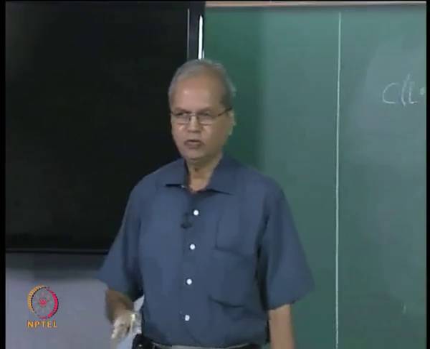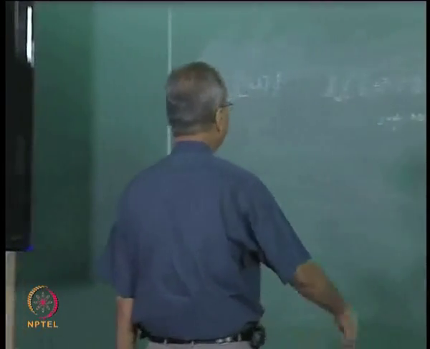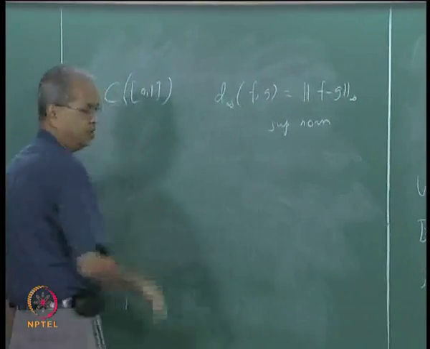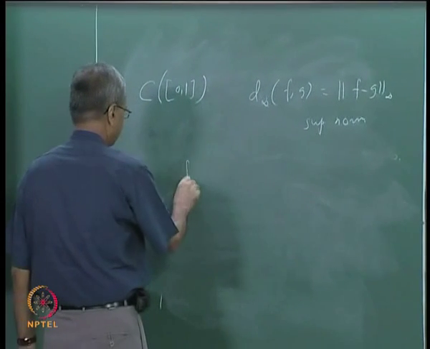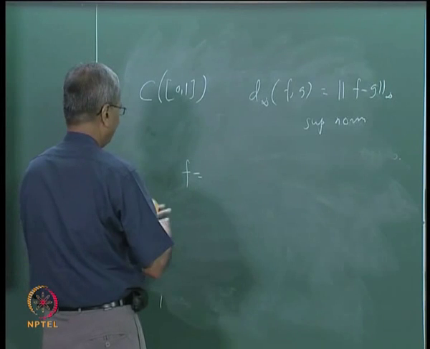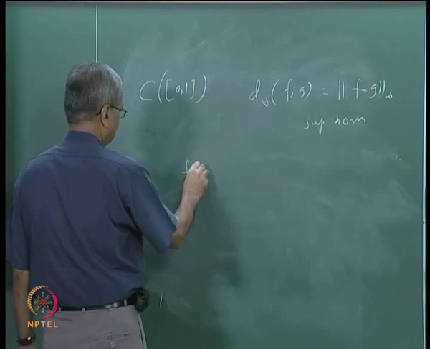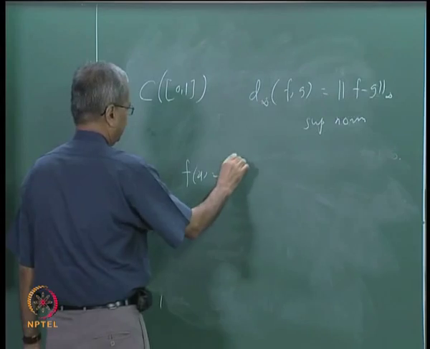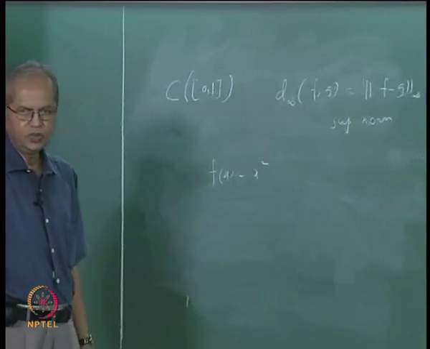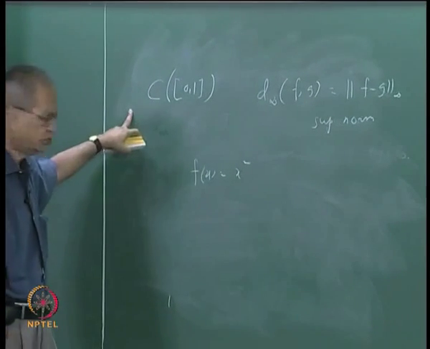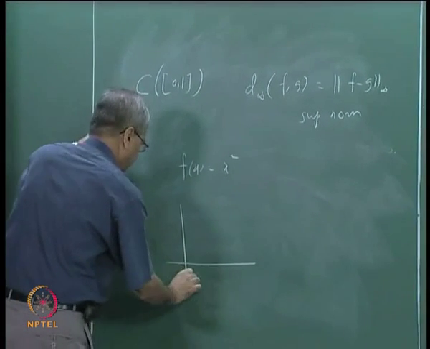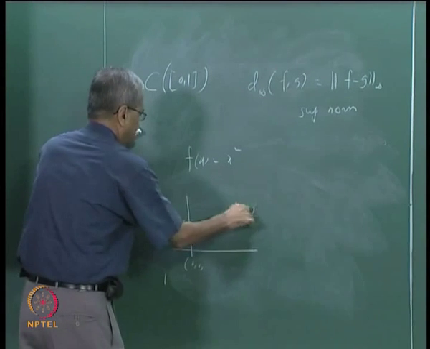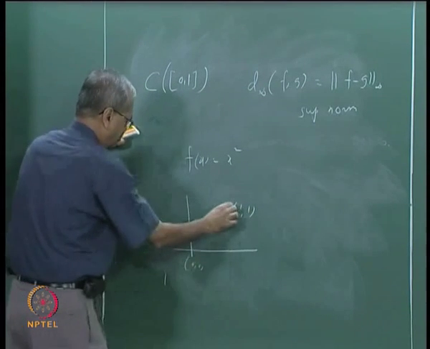The sup norm of f minus g is the supremum of mod f(x) minus g(x), where x is in [0,1]. Now suppose I take some function f, let us take for example f(x) equal to x squared. So that is an element of this set. Let us also draw a graph. So how will that look like? It is a function. So this is the point (0,0) and this is the point (1,1). It has to pass through these 2 points and it may look something like this.